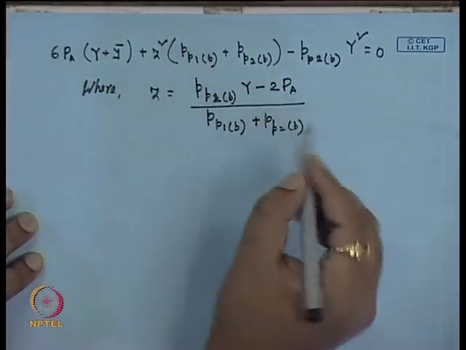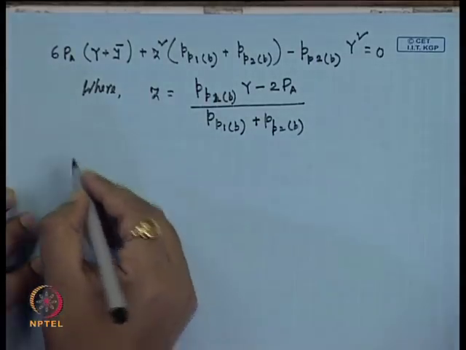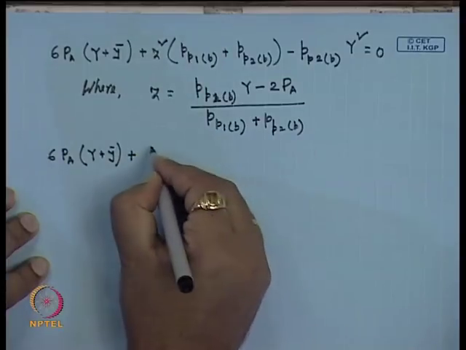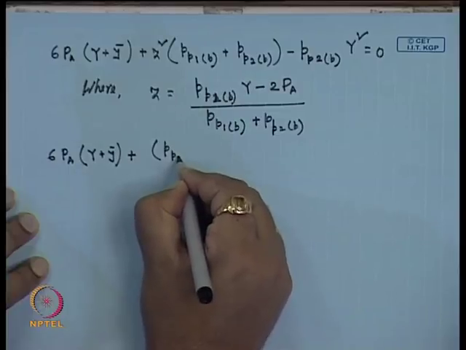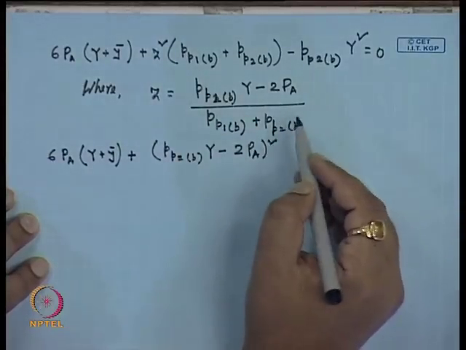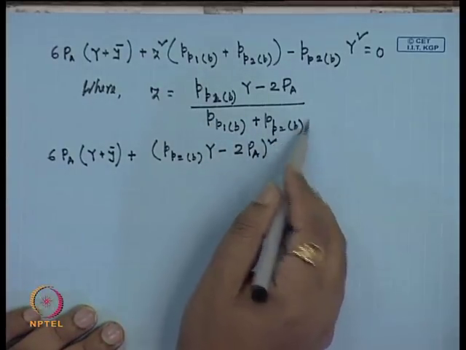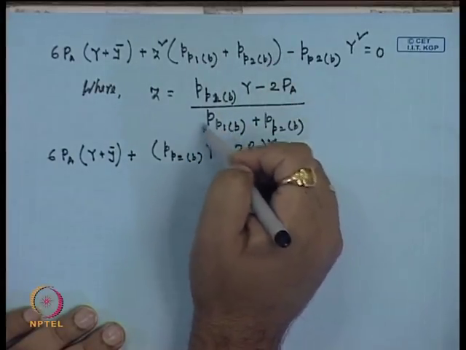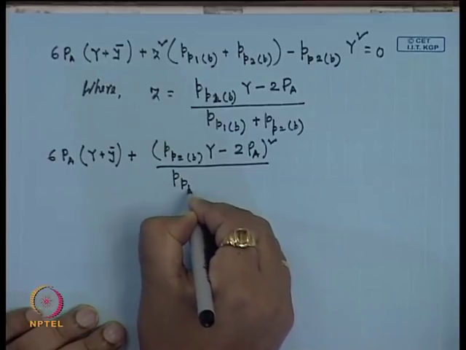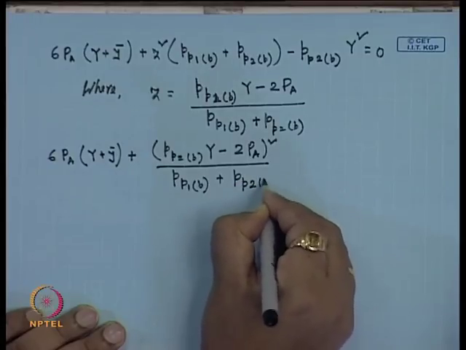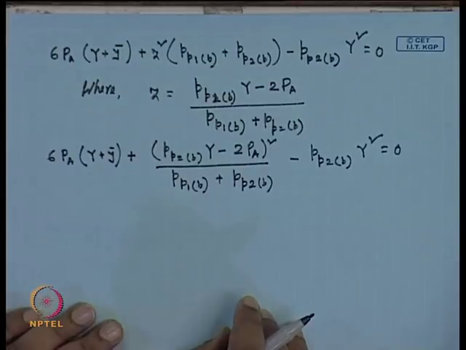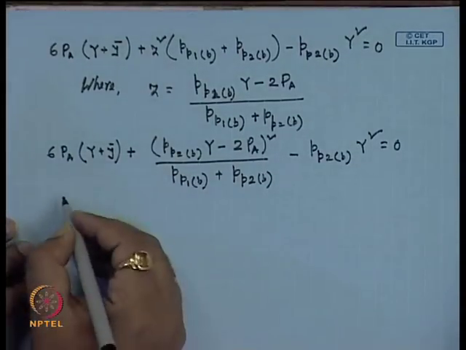So, now if I put this value of Z in the general expression, then you will get 6PA capital Y by small y bar plus PP2B Y minus 2PA, that is whole square, and then this is PP1B plus PP2B whole square into PP1B plus PP2B. So, one from the lower part, this PP1B plus PP2B will cancel. So, we can write this whole square divided by PP1B plus PP2B minus PP2B capital Y square is equal to 0.